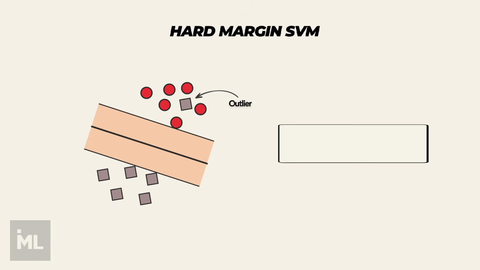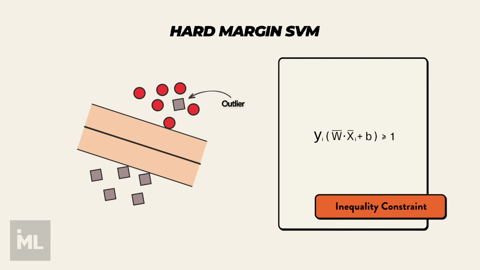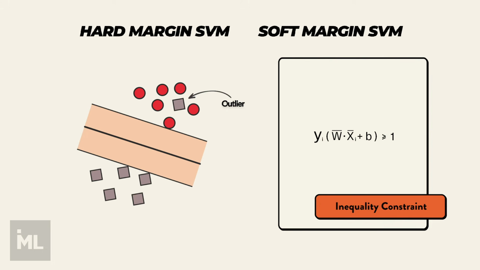Let's revisit our inequality constraint here. For the optimization problem to be solved, all the constraints have to be satisfied. In this part, we will talk about how to deal with this limitation using soft margin SVM. Basically, the trick is very simple. Let's add a slack variable zeta to the constraint of the optimization problem. It now becomes this equation with zeta.